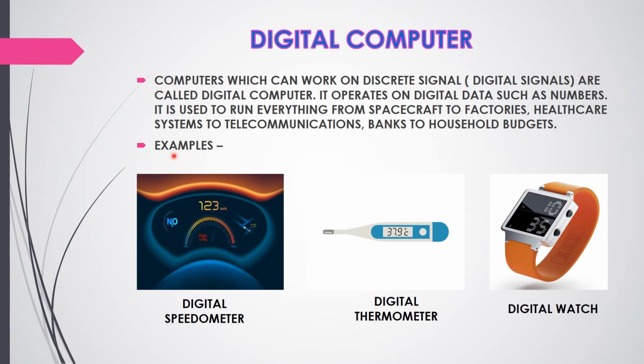Some examples of digital computers are digital speedometer, digital thermometer, digital watch, and whatever computers we are using nowadays, that is desktop computer, laptop, supercomputer, mainframe computer. All these are digital computers.